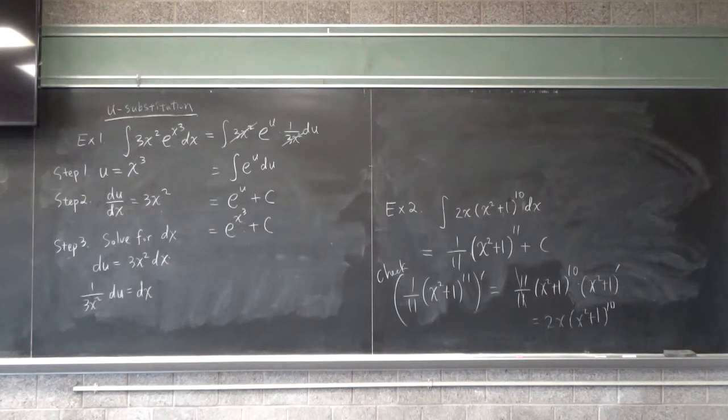x squared plus 1 should be your u. u is not x squared, u has to be x squared plus 1. 2x, yeah. And that's going to cancel the 2x in front. Did you solve for dx? Yeah. Oh, that's good. That's perfect.